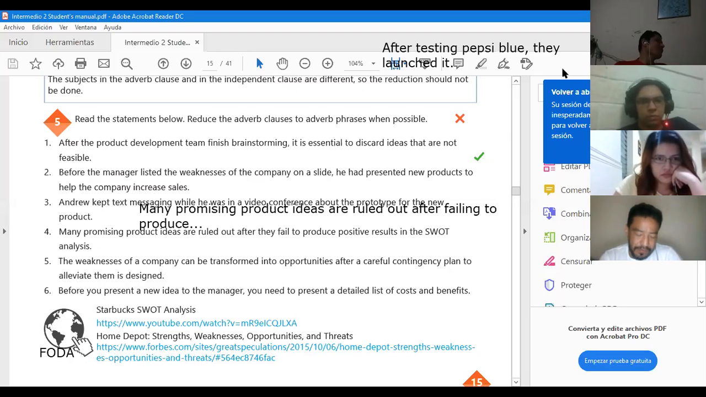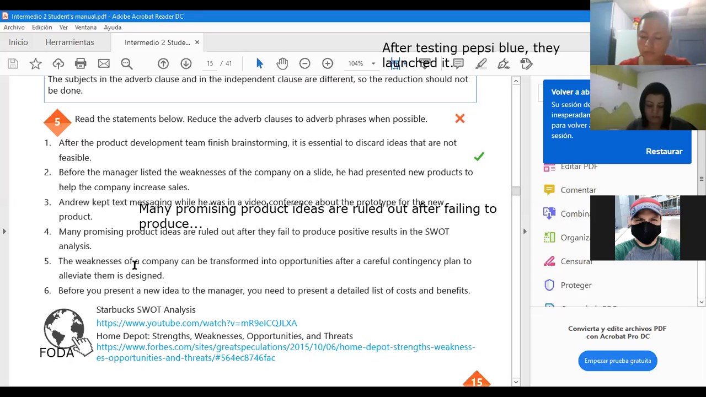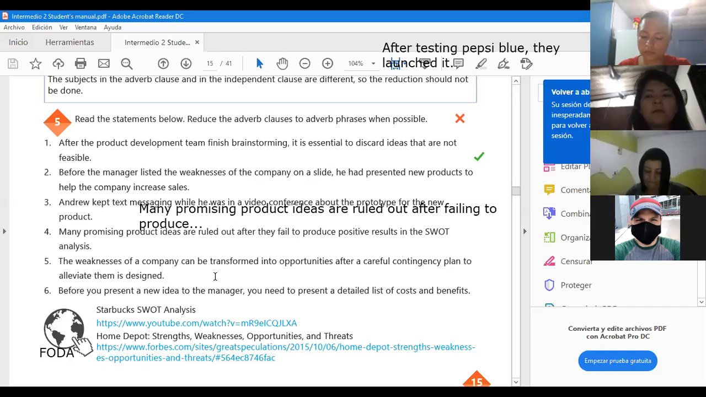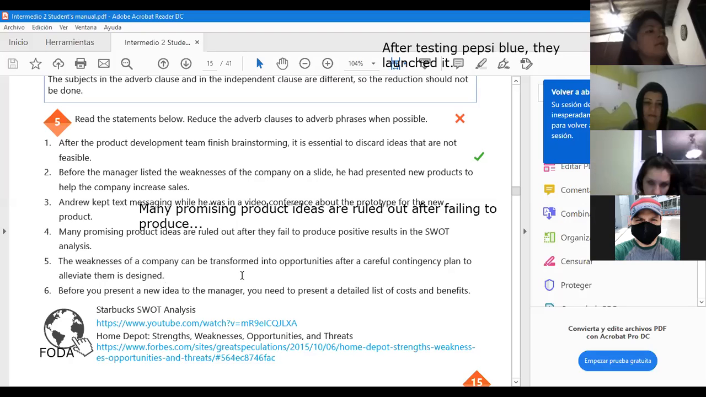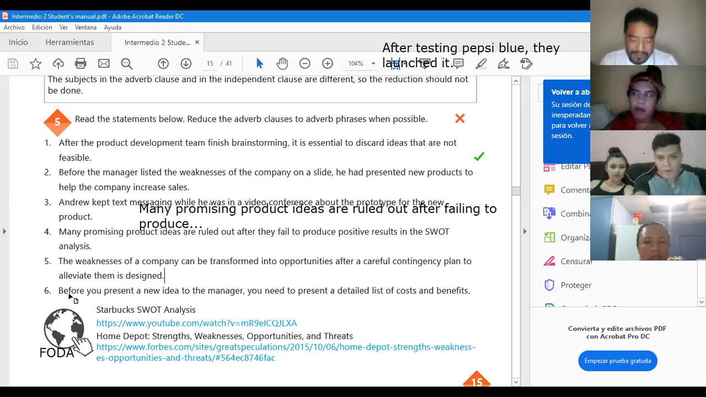Are we talking about two different things or all one thing? Probably the same, because the company transformed after careful contingency plan. I think it's the same. The company transforming is after careful contingency plan. We talk weakness and a plan, or weaknesses and weaknesses. Two or one, two different things. You think it's the same? I think it's not the same. Who doesn't agree? Let's see. Me. All right. So tell us, how would it go?